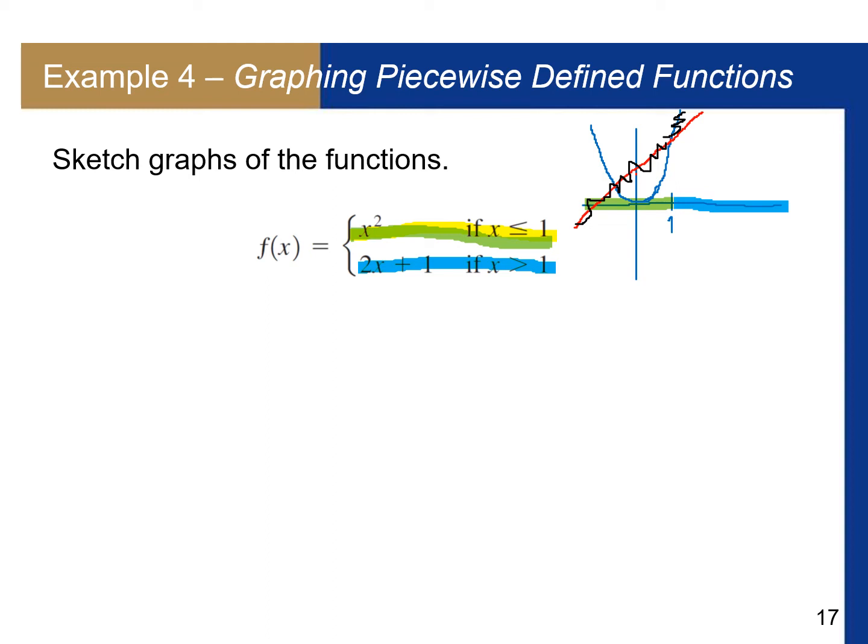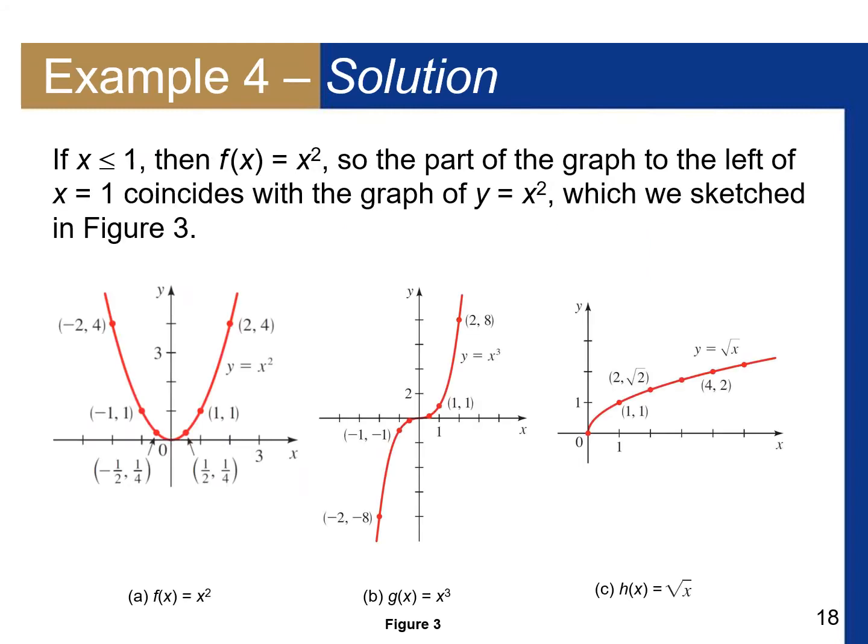So my graph should actually come up, and I'm going to do my best to highlight this here. My graph should come up right here. I'm following this one because it's before 1. And then as soon as I get to 1, I am following this other one. So that would be my final. Now, their picture, I'm sure, is much better.